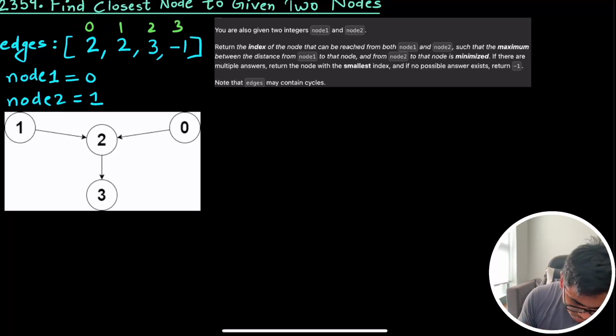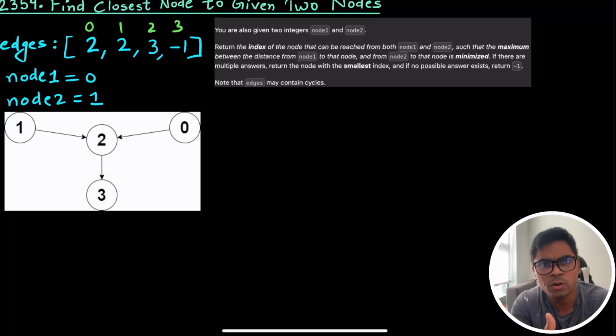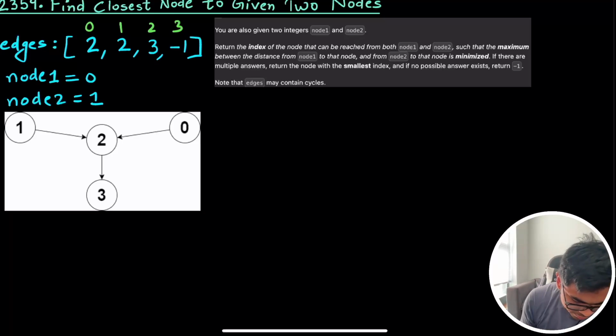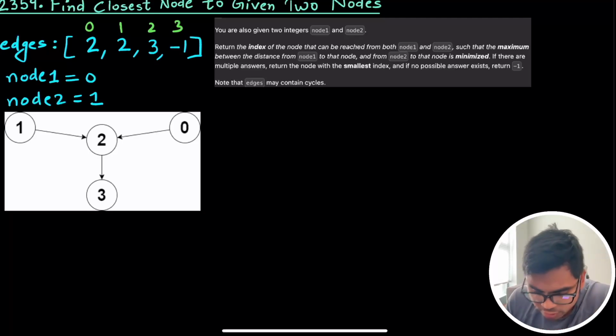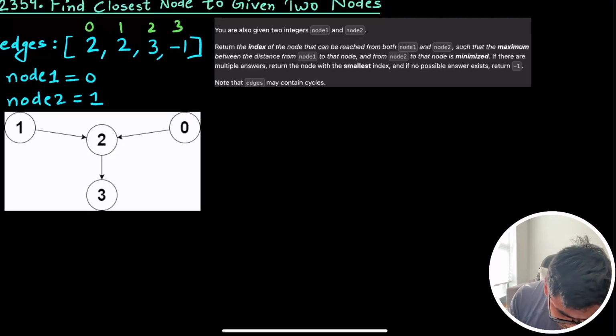All right. So here we are given edges. We can convert that to an adjacency list. That's how we have usually been solving our problems, if you remember. And then we are given 2 nodes, node 1 and node 2. Now we need to return the index. What are the indexes? These are the indexes.